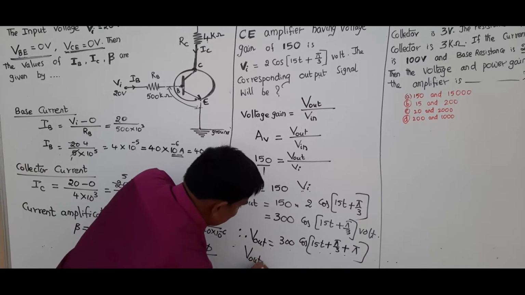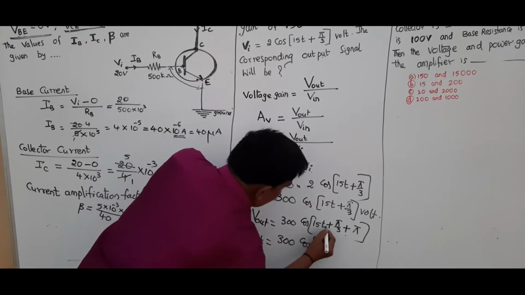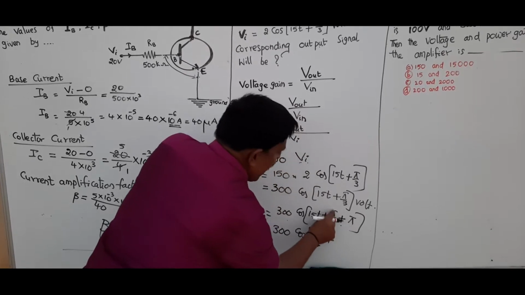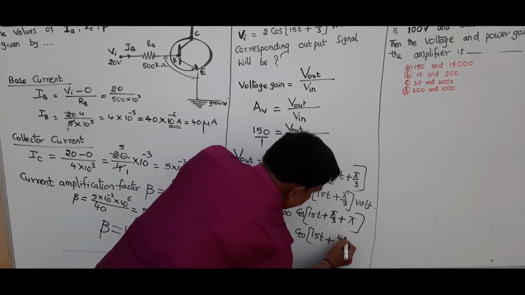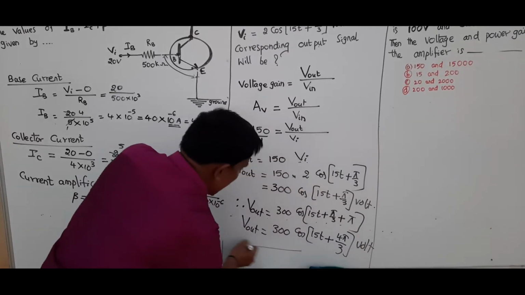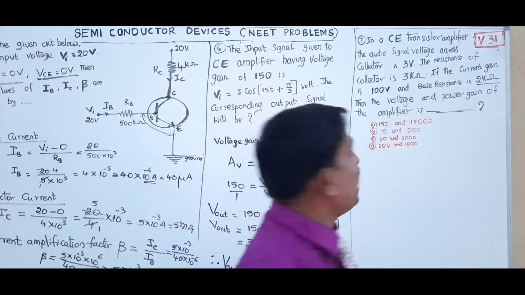Output voltage is equal to 300 into cos of 15t plus 4 pi by 3 volt. Now this is the actual answer. Please remember.